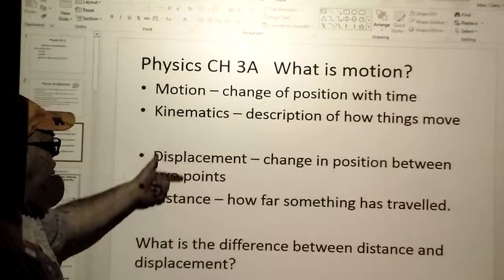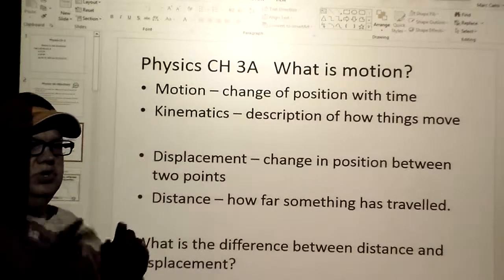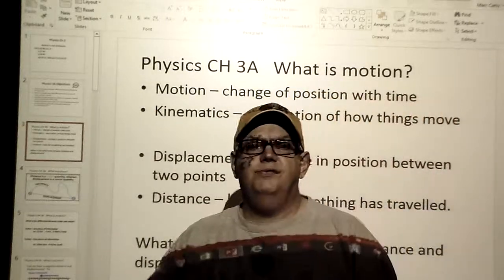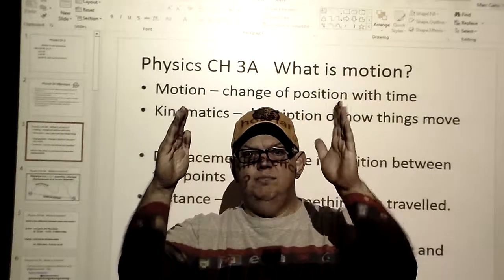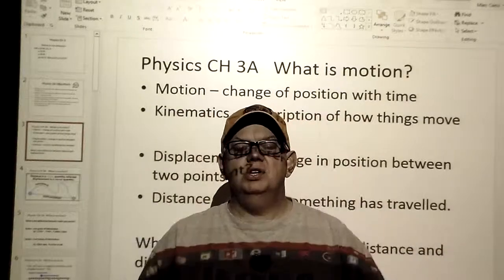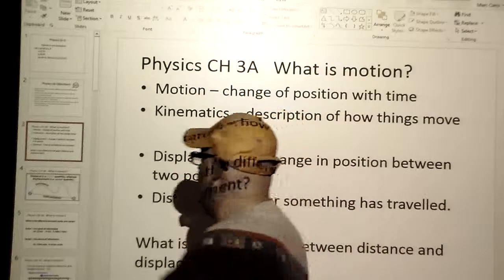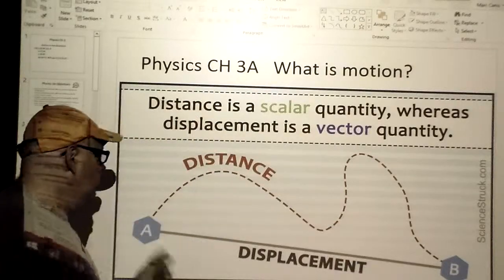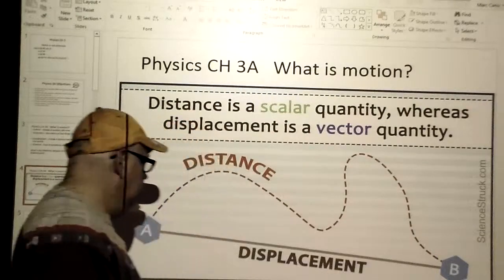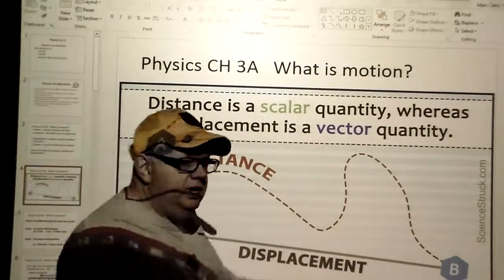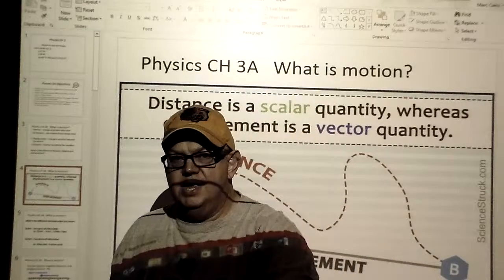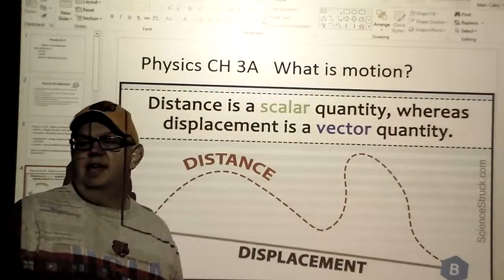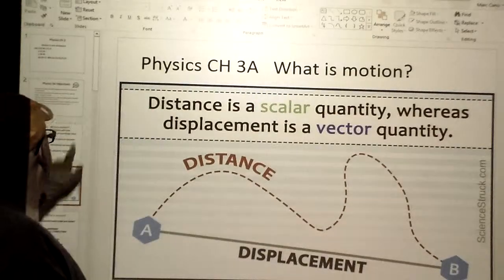Okay, so when I look at displacement and distance, they're two different things. Displacement is how far is it from point A to point B in a straight line. That is your displacement. Your distance, on the other hand, can be any range that you go, any length that you're going through. So can the distance be the same as a displacement? Yes. Okay, but more often than not, the distance is not the same as displacement.